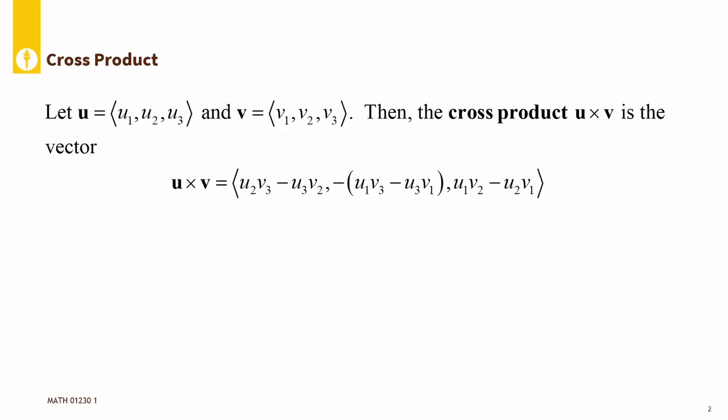What kind of quantity is that? Right, it's a vector, isn't it? Cross product is also referred to as a vector product, because when you take the cross product, the result is a vector. Whereas remember, the dot product gave you a scalar.